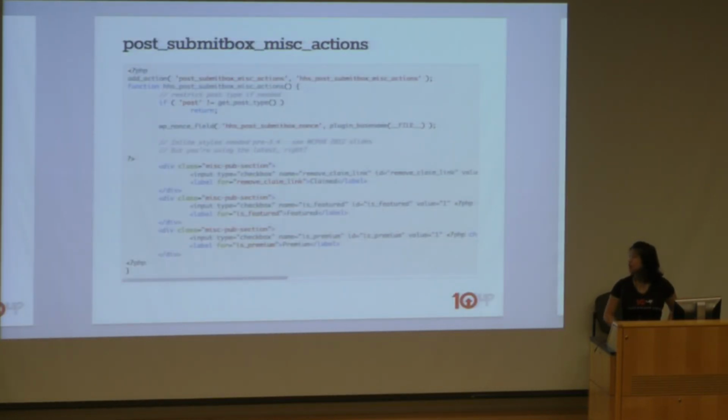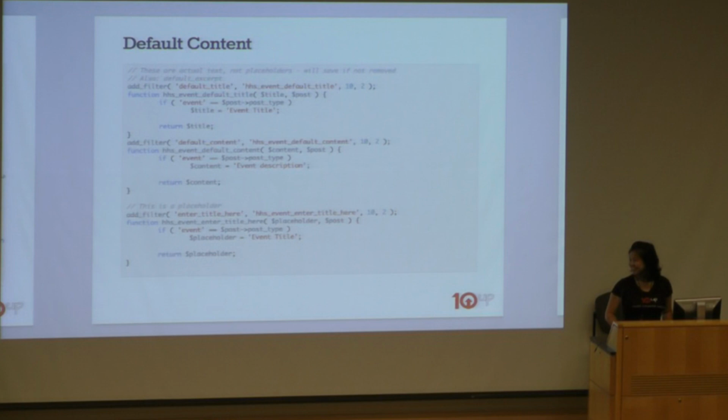And this is code for it. A note in my code, there are inline styles that you need before 3.4, like a bunch of wrapping divs and border top and that kind of stuff. But you don't need it anymore as of 3.4, and so of course you're using the latest, so you don't need to worry about those inline styles.